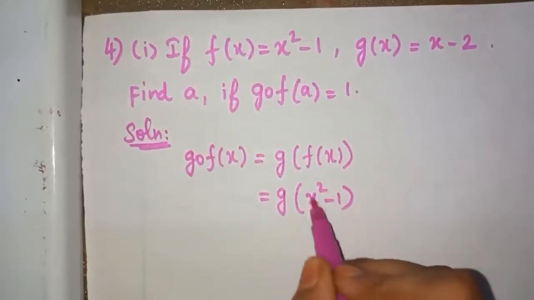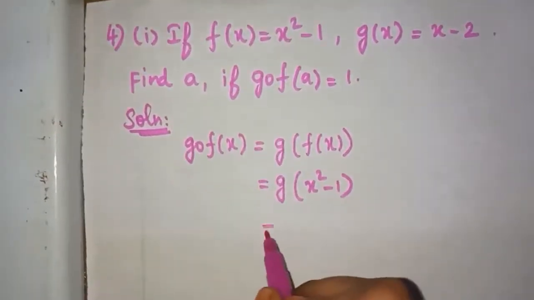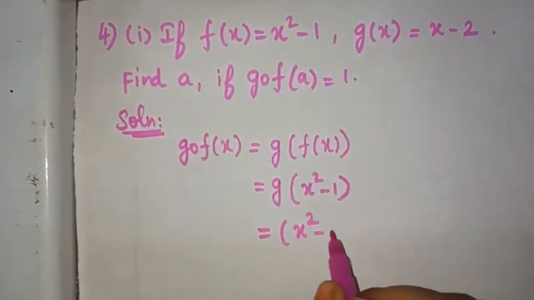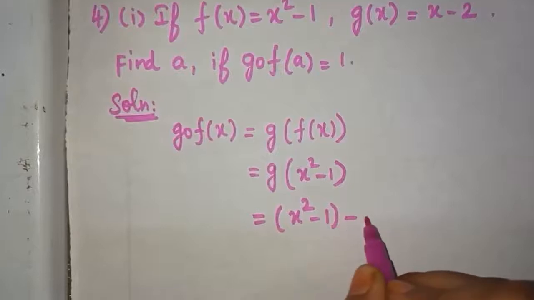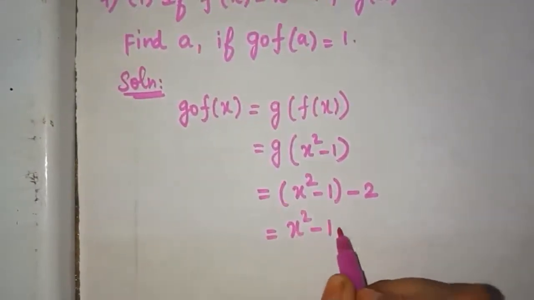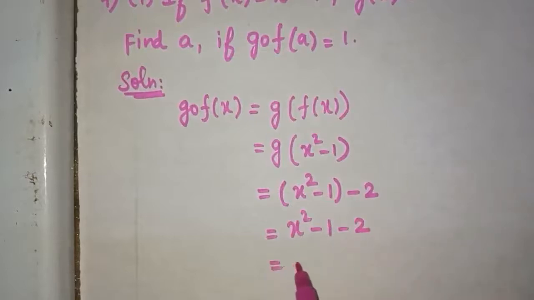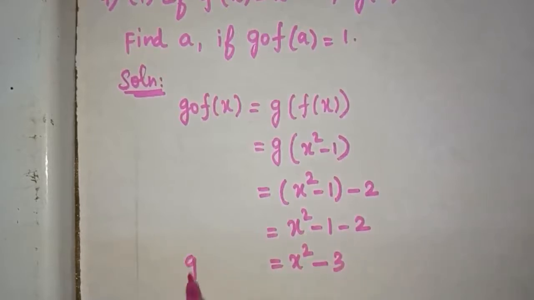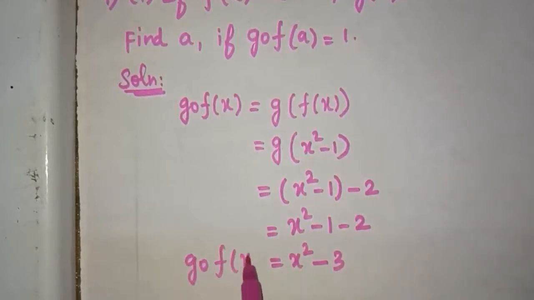Next, this will be your x. So g of x value is x minus 2. So instead of x, you have to put x square minus 1 minus 2, which is equal to x square minus 1 minus 2, which is x square minus 3. So this is your g composite f of x.